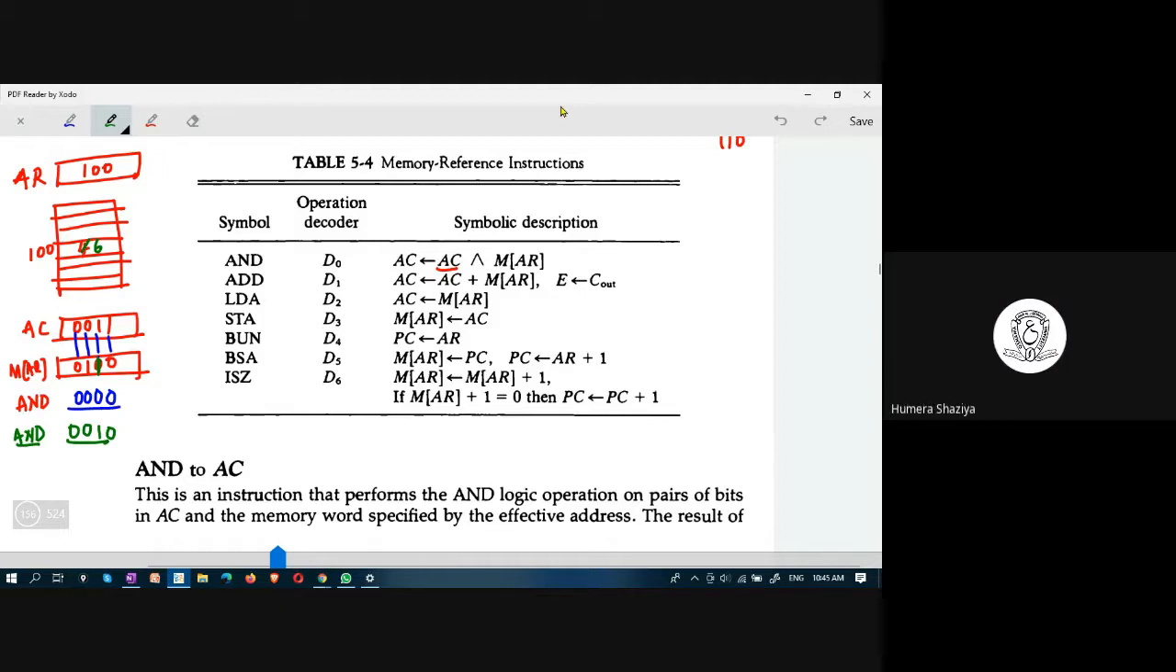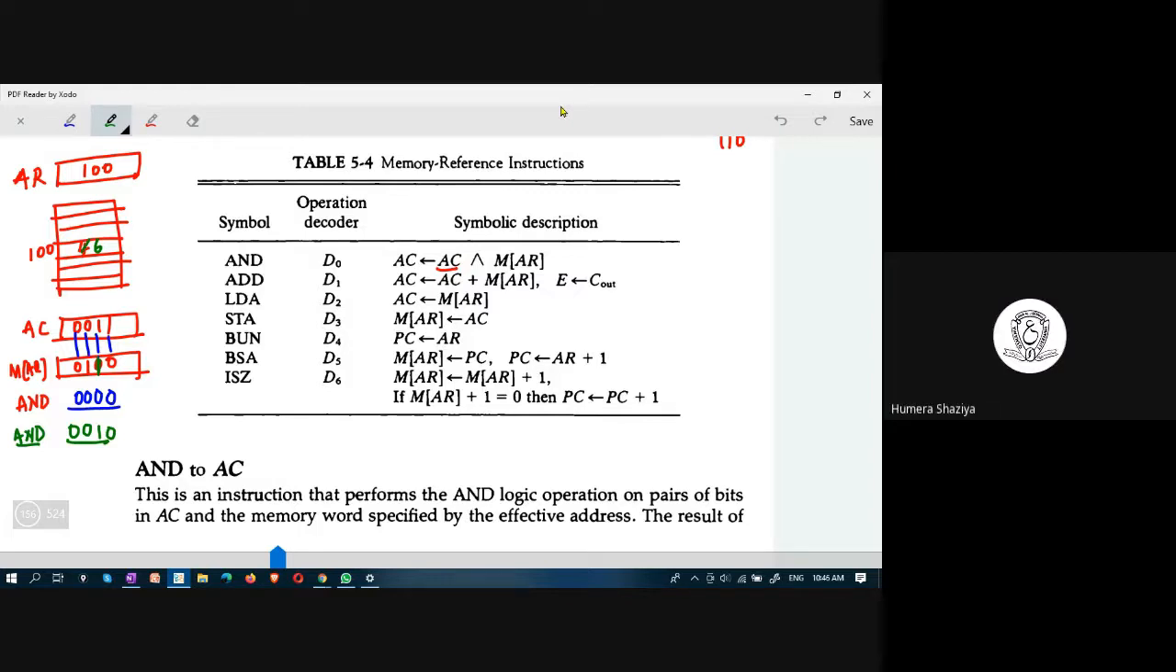Can anyone tell me about ADD? Adding the 2 bits, binary addition. Where are the operands? One is in AC, plus another one is in the memory location M of AR. Very good. Now what is that third statement? It may be an extra carry which will be stored in E. Very good.